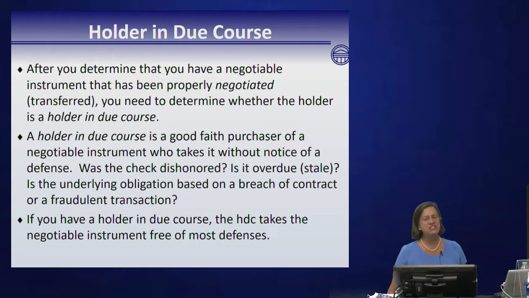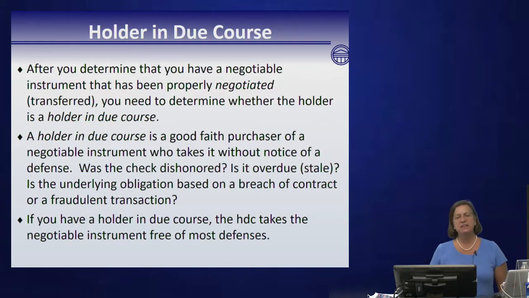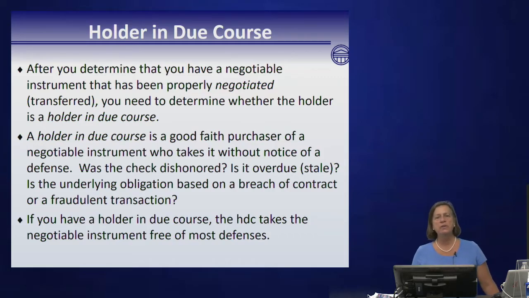All right, so we're not going to let just anyone have these special rights by holding a negotiable instrument. You must be a holder in due course. Now, after you've determined that you have a negotiable instrument and that negotiable instrument has been properly transferred or negotiated, you need to determine whether the holder is given the rights of a holder in due course. A holder in due course is simply a good faith purchaser, that is, they've given value of a negotiable instrument, who takes it without notice of any defense on the instrument.